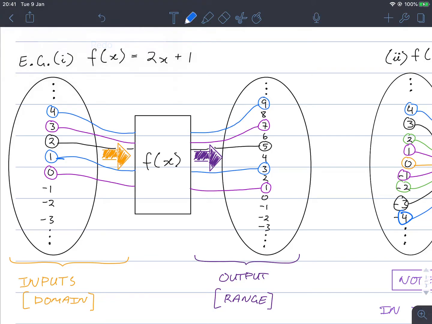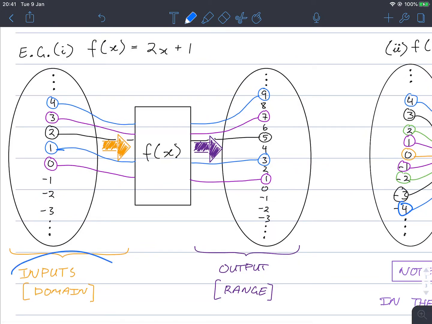Okay, and this same idea happens with 3. So the input is 3. 3 goes into the function. We apply it to what this function is. So it says multiply 3 by 2 plus 1. Okay, so 2 times 3 is 6 plus 1 is 7. And this logic continues. So the inputs, all the numbers that go in, are the domain, and the output, the numbers that come out, are the range.